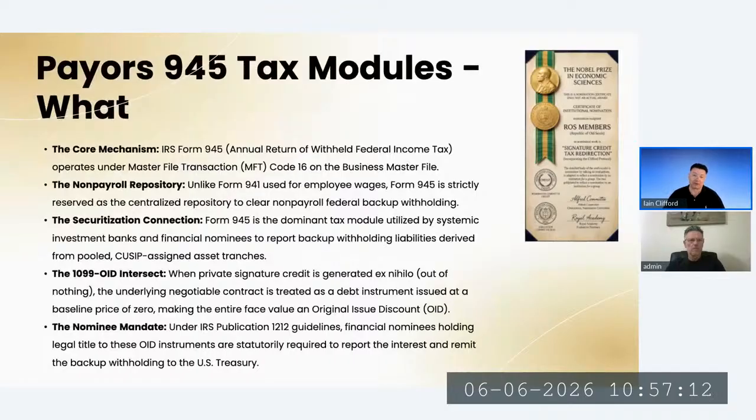And then we get to the smoking gun, which is the 945 tax modules. Every investment bank is paying taxes to the United States Treasury. They pay taxes every year. They should be paying a lot more tax on their 945 tax modules. They vastly underpay on their 945 tax modules.